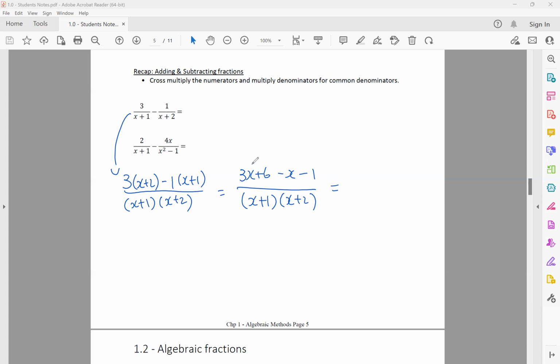Then the top, we can simplify: 3x minus x is 2x, plus 6 minus 1 is plus 5. Now, in this case, we can't simplify anything, so we can just leave it like this. Question number 2.